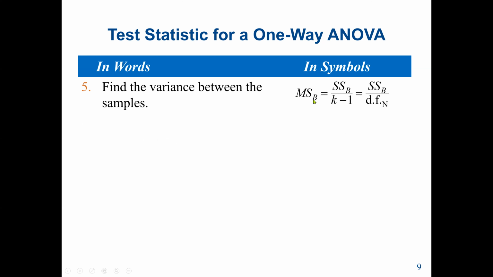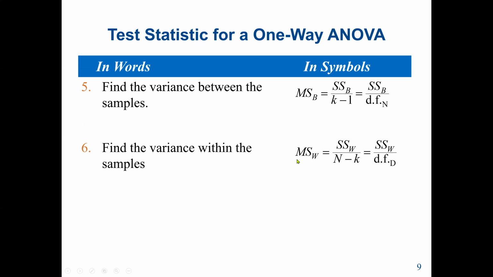Now to find the MSB, it will be the SSB divided by k minus 1, which is the SSB divided by the degree of freedom numerator. Then we also find the MSW. The MSW will be the SSW divided by uppercase N minus k, which is the degree of freedom for the denominator. So now we know the MSB and the MSW. Surely we can find the test statistic, which is MSB divided by MSW.